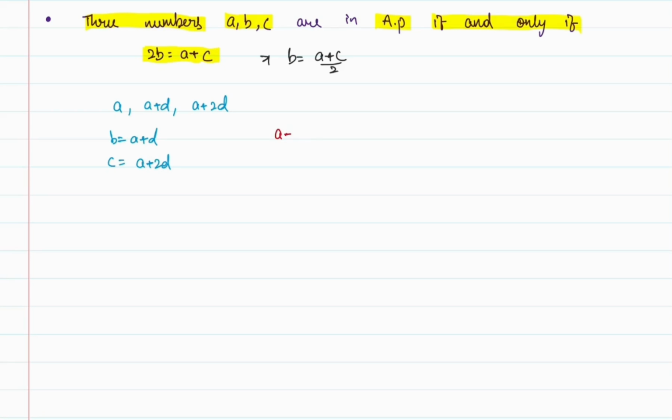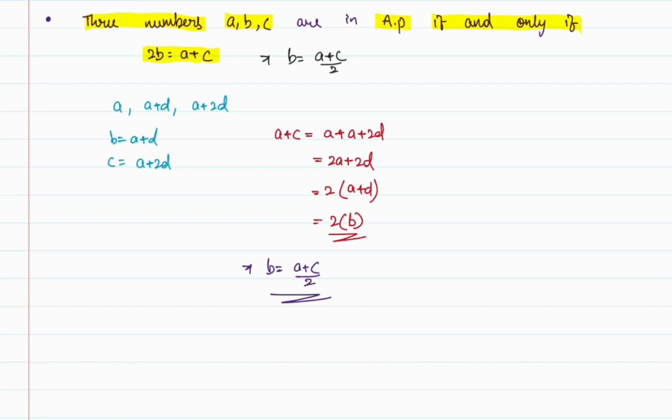So from this, a plus c will be equal to a plus a plus 2d, that will be equal to 2a plus 2d. When you take 2 common from both the terms, this will be 2 times (a plus d), which is equal to 2 times b, so we can write this as 2b. So when you divide by 2 on both sides, this will become b equal to (a plus c) by 2. So we can say that b is the arithmetic mean of a and c. So these are the properties and the results that can be obtained using arithmetic progression. I hope you understood well. Thank you.